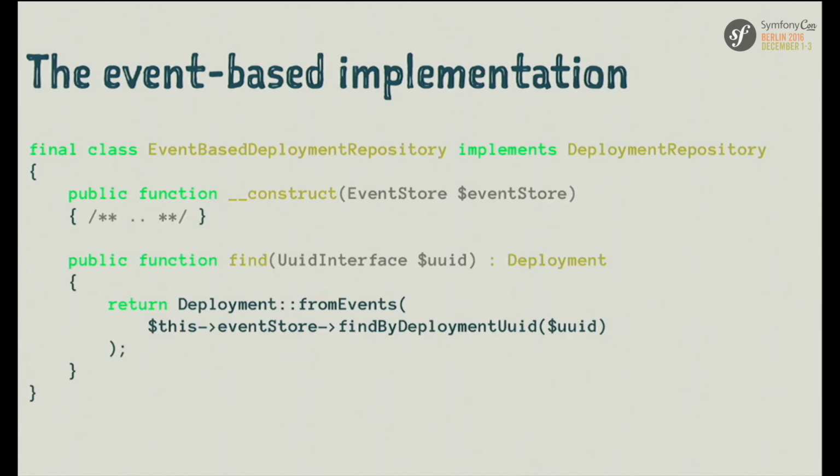Basically, that's probably the only implementation you're going to need. Well, because we can construct our objects from a set of events, and we've previously implemented our event store, we can just simply create our deployment object from the events that are coming from the event store. And that's all we need to do. Nothing else. No Doctrine mapping configuration, anything. That's all.